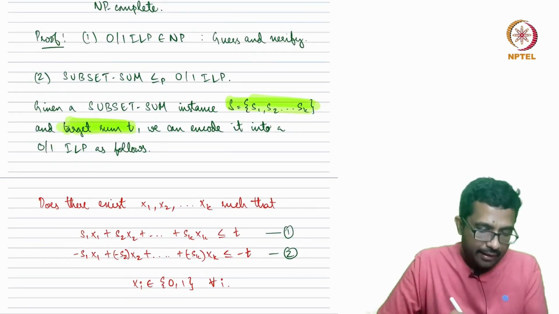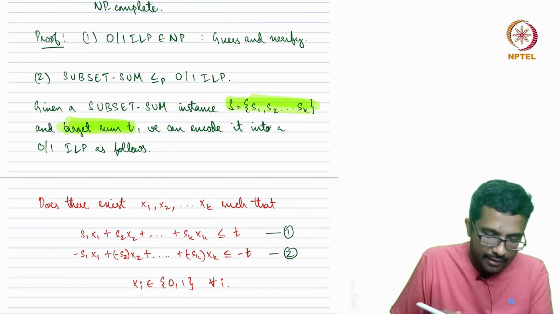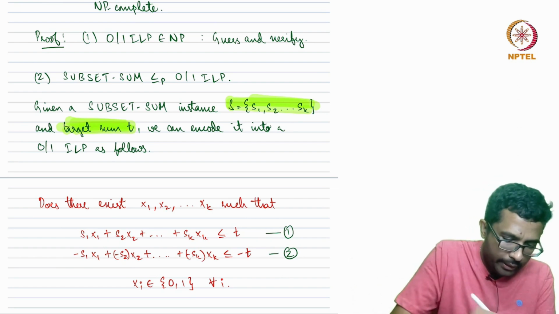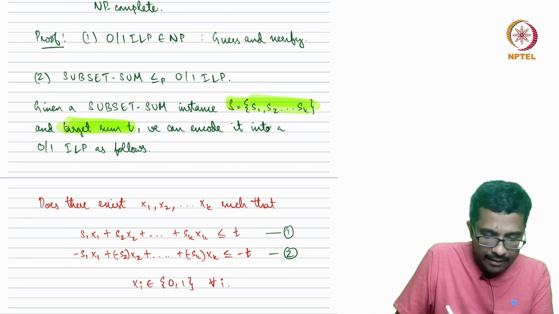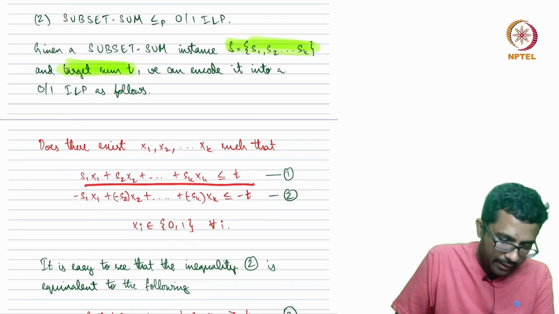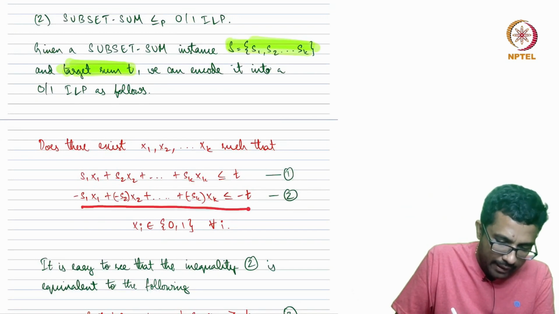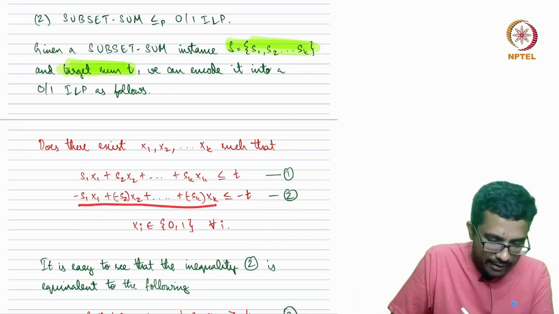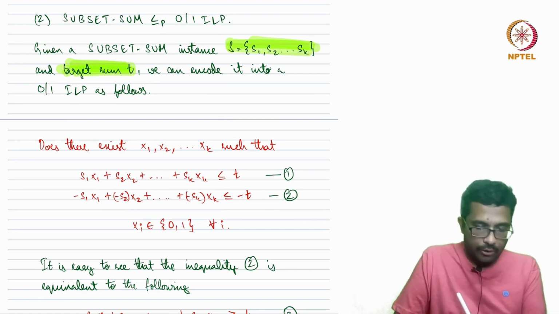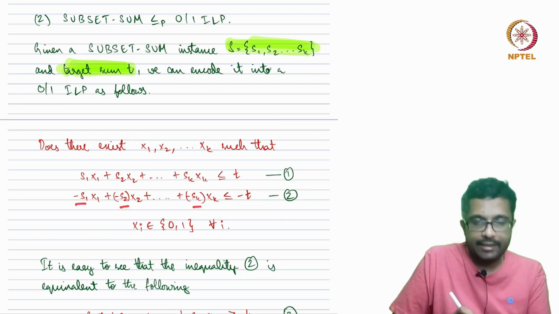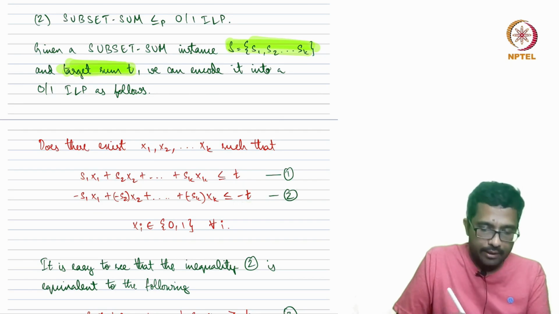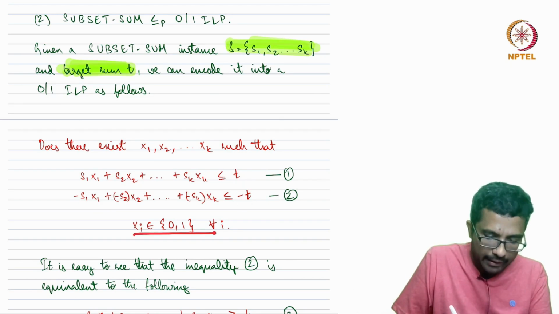So do there exist x1 to xk such that, I'm just writing down the ILP, s1 x1 plus s2 x2 and so on plus sk xk is at most t, that is 1, right? So b1 is t, and then the second inequality is the negation of this, where the LHS is negated: minus s1 x1 minus s2 x2 and so on until minus sk xk. So the coefficients are minus s1, minus s2, up to minus sk, less than or equal to minus t. So instead of b2 it is minus t, right? And then we want all the xi to be from 0-1.